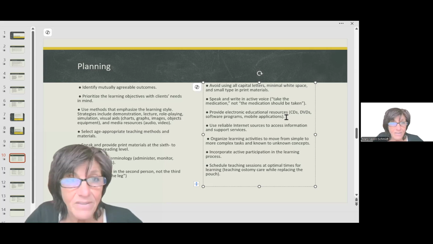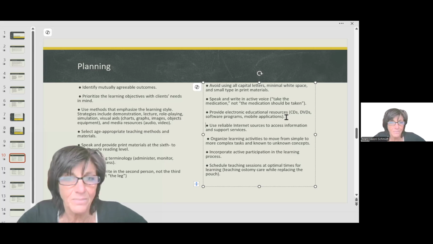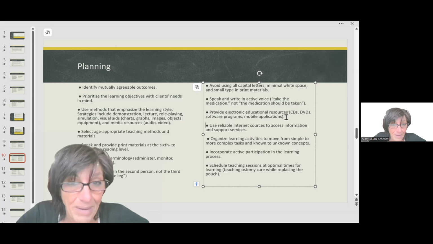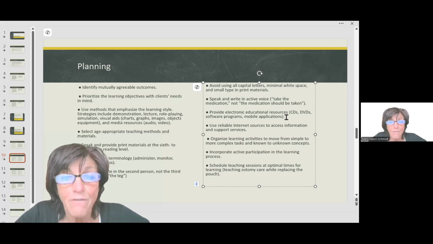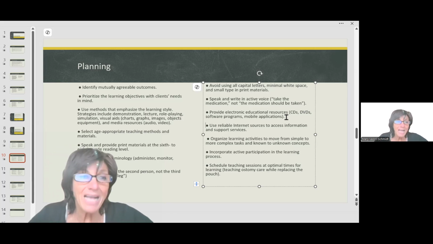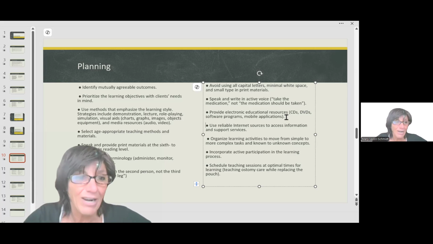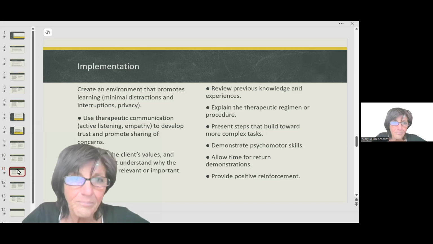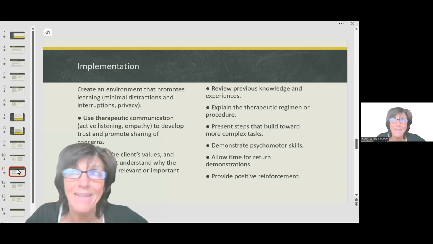Organize the activities so that you start out simple and then you move up to more complex things. Let them participate in the learning process and schedule the teaching sessions for times when learning is best. So when you're teaching ostomy care, when it's time to empty the pouch is the time to teach it, right? And that makes sense, doesn't it? Make sure the environment does not have distractions or interruptions and that it's private.